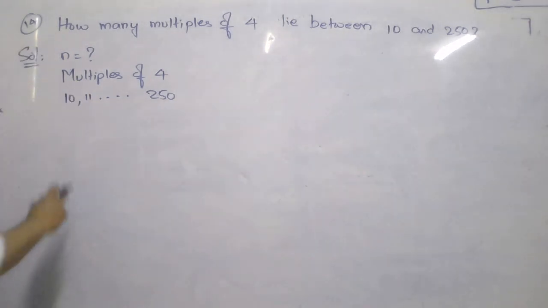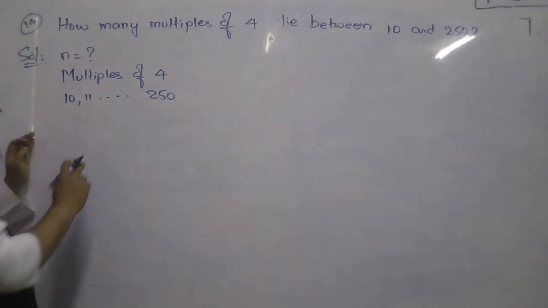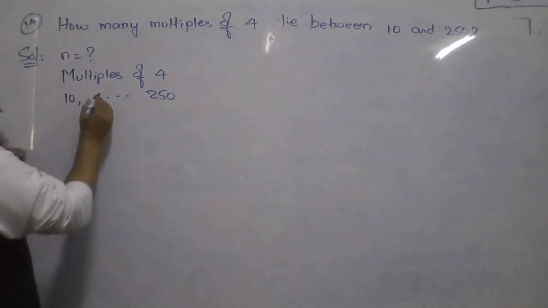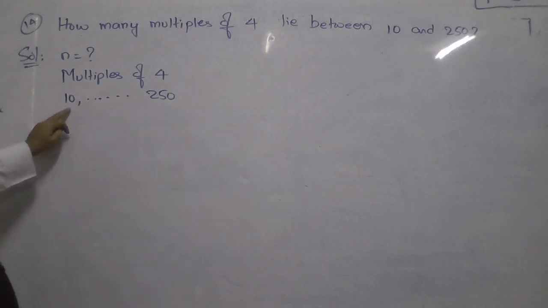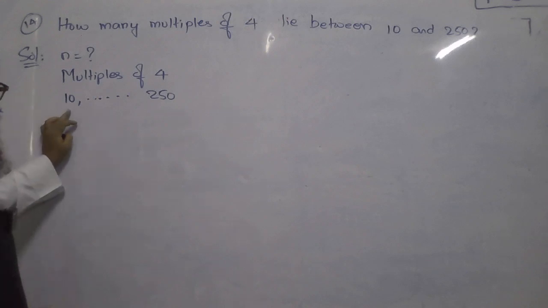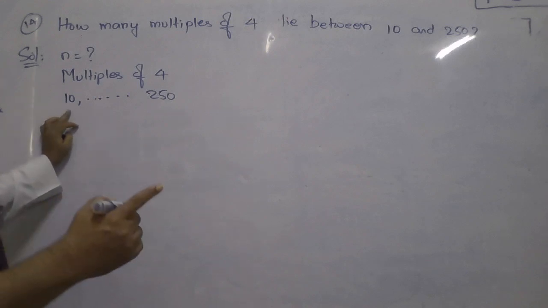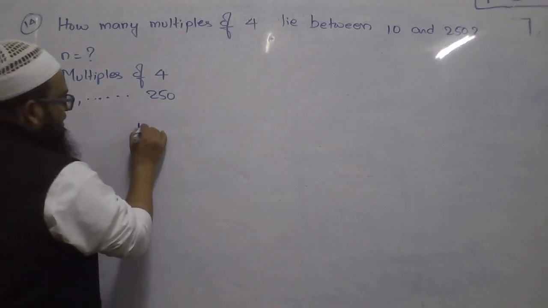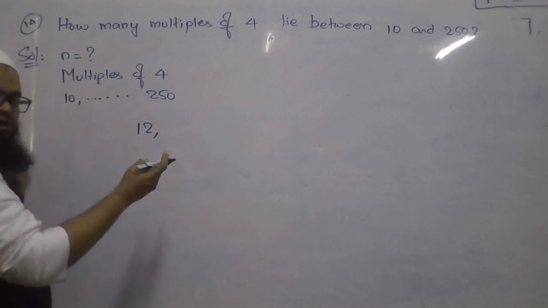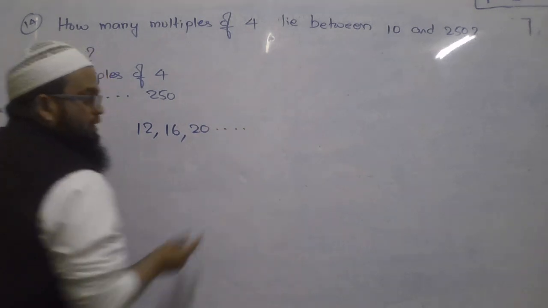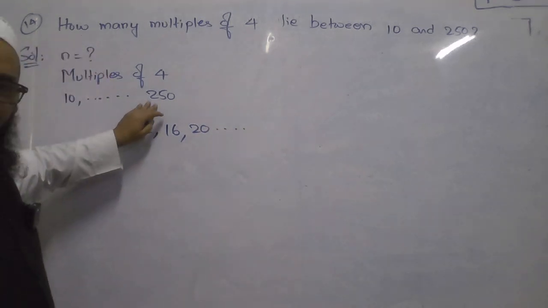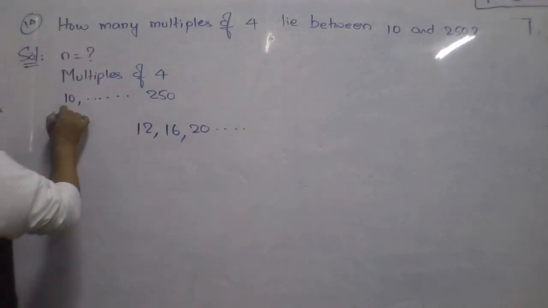Sir, how to find out, sir? When they say between, between 10 and 250, the endpoints are not included. But anyway, is 10 a multiple of 4? No, sir. We know 4 2s are 8, 4 3s are 12. So 12 is the starting number. After that, 4 4s are 16, 4 5s are 20, and so on. Sir, is 250 a multiple of 4? Let us check.